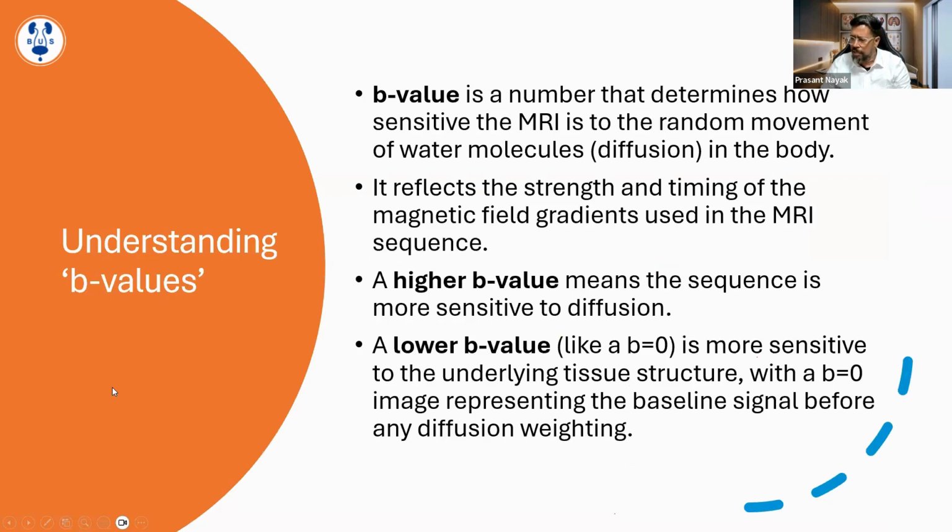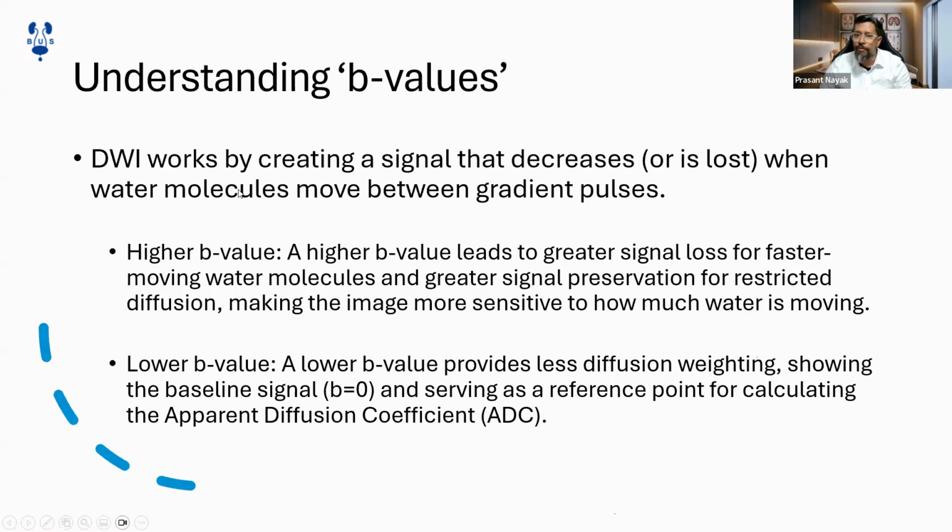I think this is what B value explained. It reflects the strength and timing of the magnetic field gradients. A higher B value sequence is more sensitive to diffusion, right? A lower B value is more sensitive to underlying tissue structure, with a B value of 0 representing baseline signal without any diffusion weighting. As I told you, B0 to B1000. The diffusion weighted image creates a signal that decreases when water molecules move between the gradient pulses.